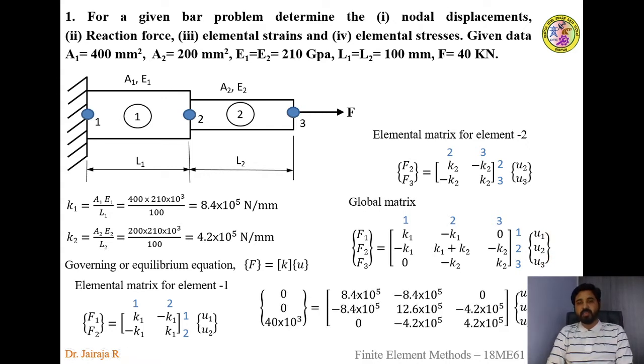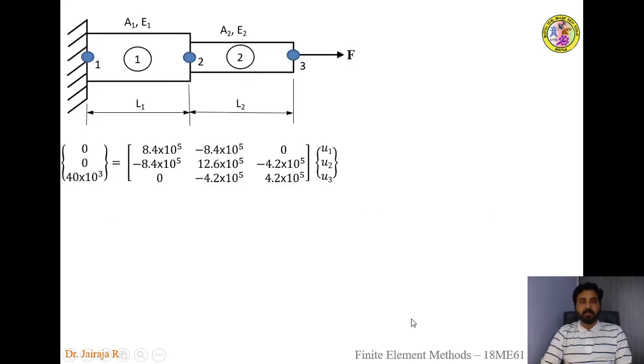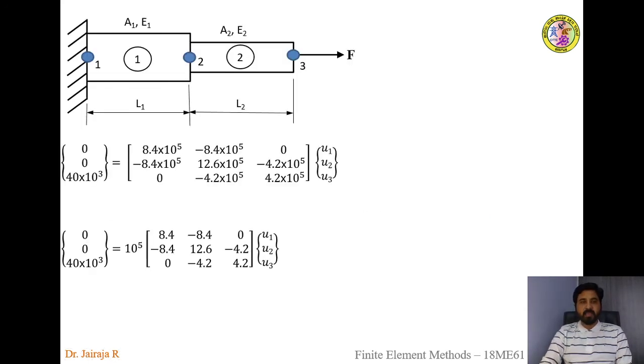So substitute the values of k1 and k2. Here, since at node 1 no force is acting, so 0 for f1. Similarly at node 2 no force is acting, so 0 for f2. And here at node 3 the force acting is 40 kilonewton, 40 into 10 raised to 3. And here we need to substitute the k1 and k2 values. So this is the global matrix. Here 10 raised to 5 is taken as common factor from this matrix.